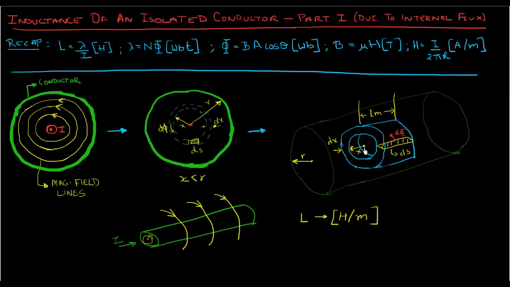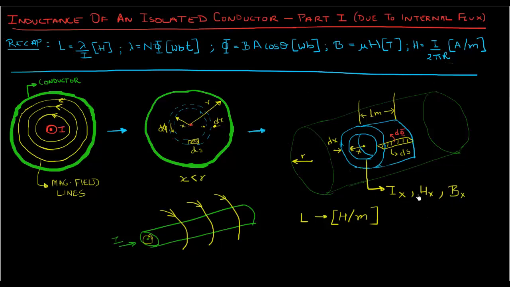So at a distance x, what else do we have? At a distance x, there's a current I that's passing through the conductor. But at a distance x, where x is less than r, not all of the current is passing through there. There's only a fraction of the current I that's passing through there, and let's call that current I of x. Now, due to this I of x, there is a magnetic field H of x. Due to this magnetic field, we can calculate the magnetic flux density B of x.